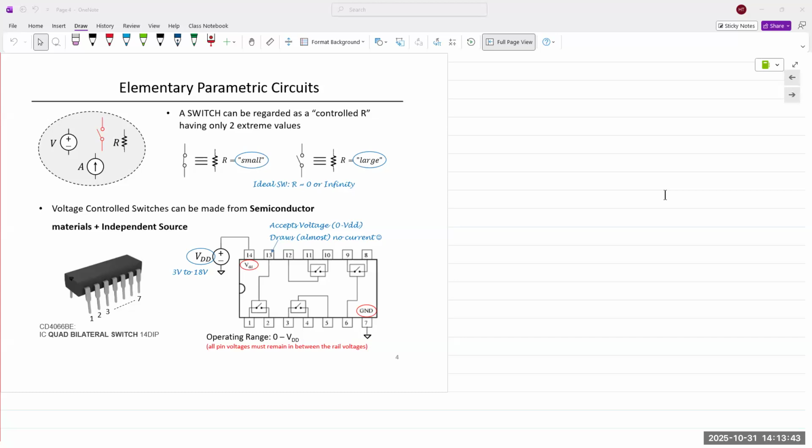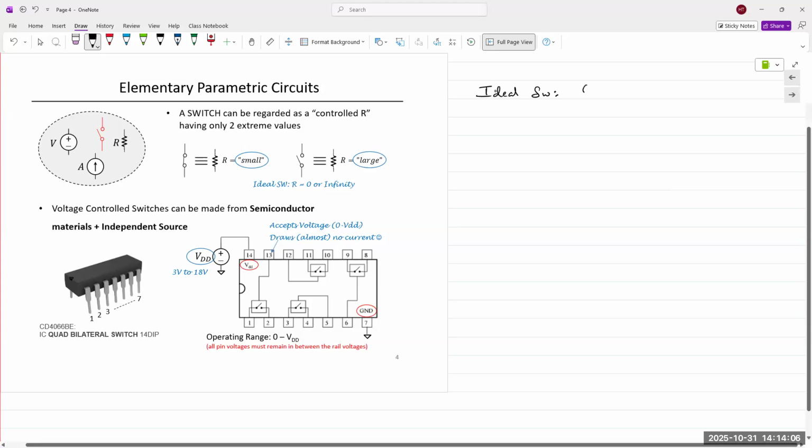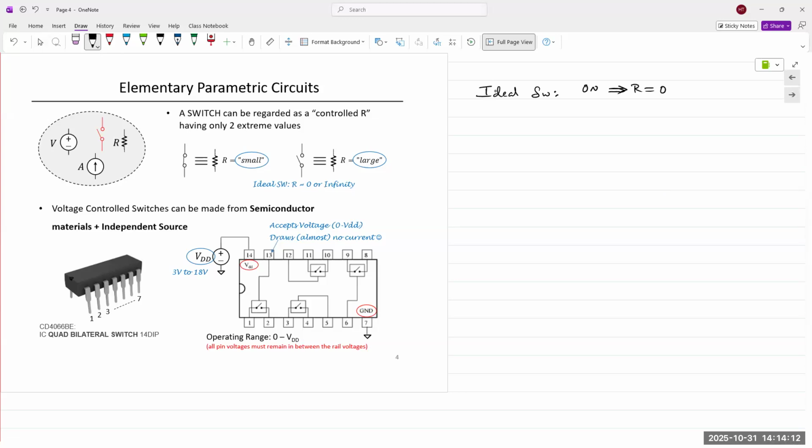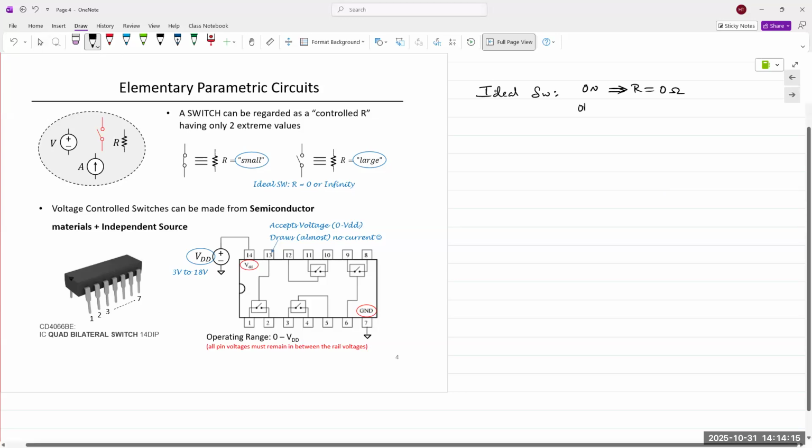When it's on, it provides a pathway for current to flow through. When it's off, completely open, it blocks any passage of current. Okay, so it's either on or off. Digital logic circuit, meaning logic 0 or logic high. When an ideal switch is on, we can say the resistance is 0 ohms. When it's off, we can say it has infinite resistance. Okay, infinite resistance.